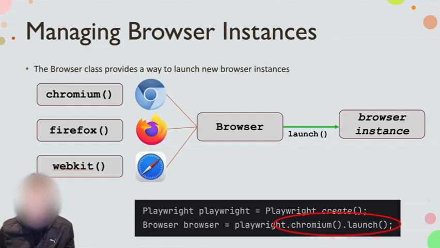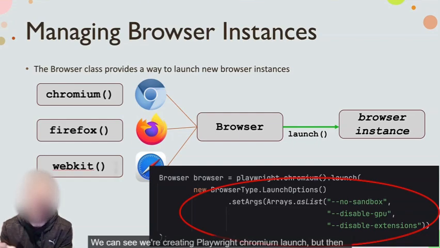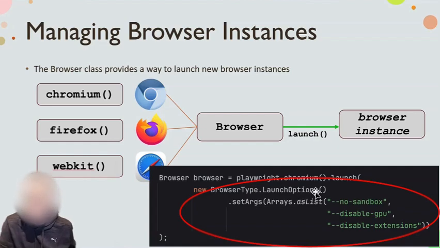Now, but I want to configure my browser. I want to give it some options when I kick it off. And that is very, very common in web testing for sure. So what we can do is pass a launch options object into our launch, just like we can see here. We're creating Playwright Chromium launch, but then we're passing a parameter, new BrowserType.LaunchOptions, and we're giving some options. Now the launch options object is really, really configurable.